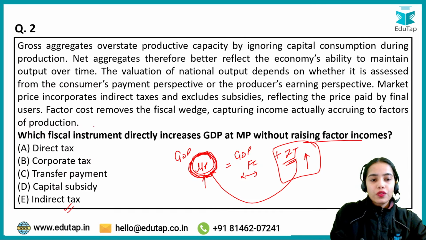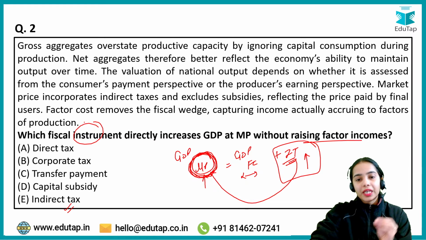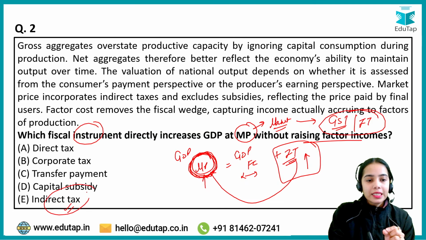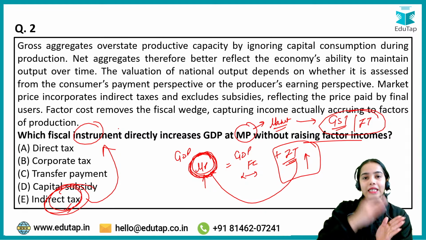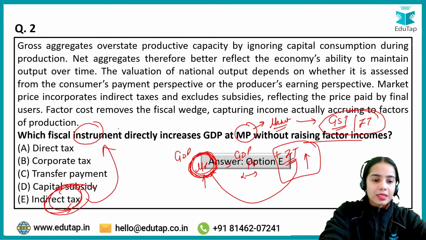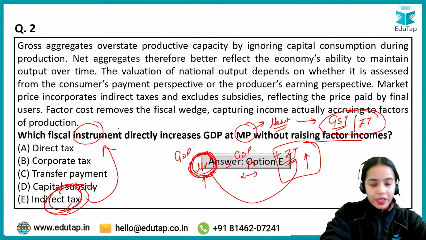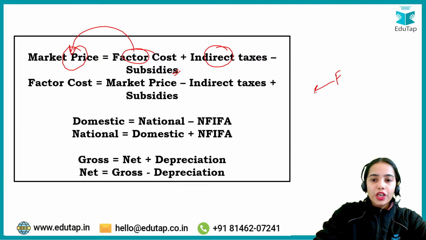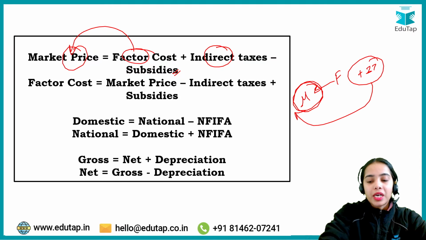So which government instrument directly increases the GDP at MP? Market price is the price in the market, and in the market we have to pay the goods and services tax, we have to pay the indirect tax. So indirect tax is the fiscal instrument that directly increases the GDP at MP. So E is the answer here. Very good everyone. If you want to convert the factor cost to market price, going from factory to market, you have to add the indirect taxes and deduct the subsidies. Whenever you go from the factory to market, the indirect taxes are added, because they have to be paid in the market, like GST.